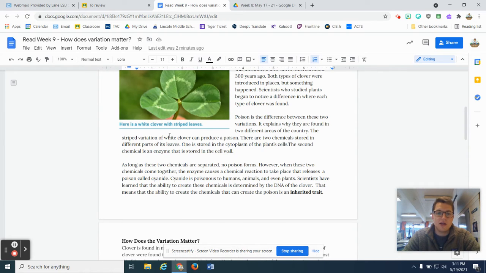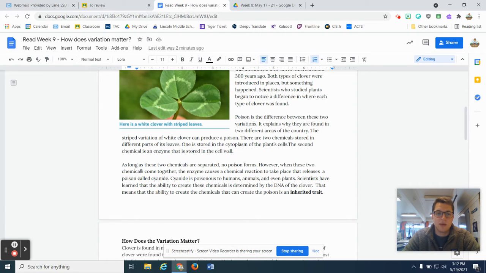The striped variation of white clover can produce a poison. There are two chemicals stored in different parts of its leaves. One is stored in the cytoplasm of the plant cells. The second chemical is an enzyme stored in the cell wall. As long as these two chemicals are separated, no poison forms.